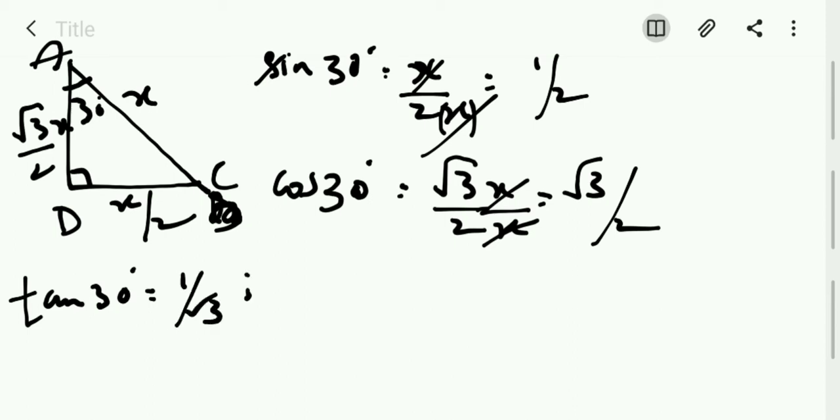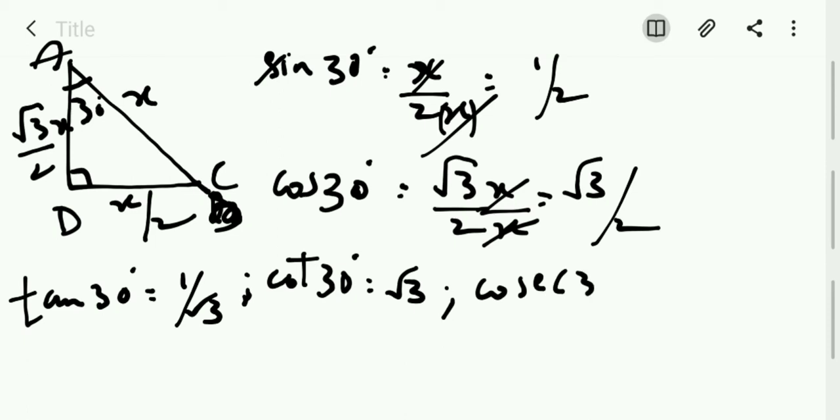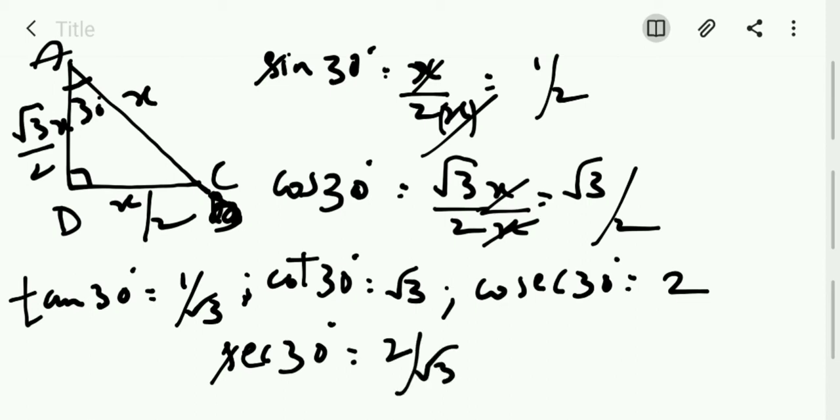And what is cot 30 degree? Reverse of tan, which is nothing but root 3. And what is cosec 30? Reverse of sine, which is nothing but 2. And what is secant 30? The reverse of cos, which is nothing but 2 by root 3. Simple. I think it is very much simple.